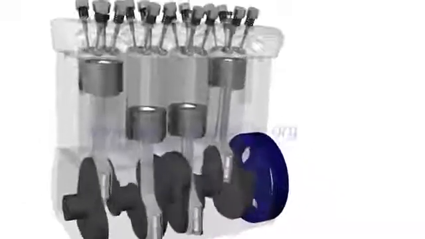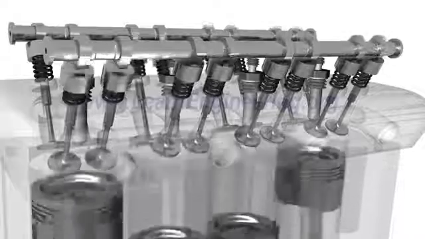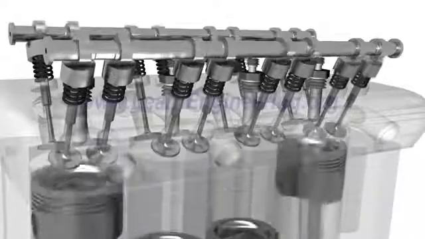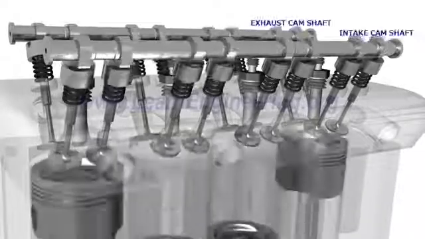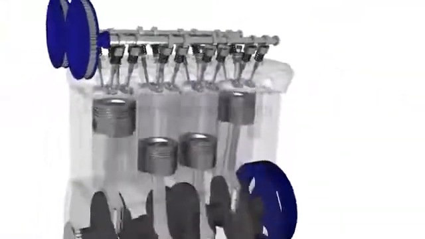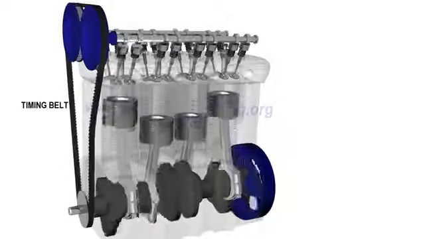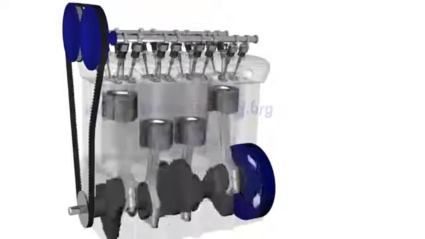Opening and closing of valves are accurately controlled by a pair of camshafts. Camshafts derive motion from the engine. It is clear that the camshafts need to rotate at half the speed of crankshaft.